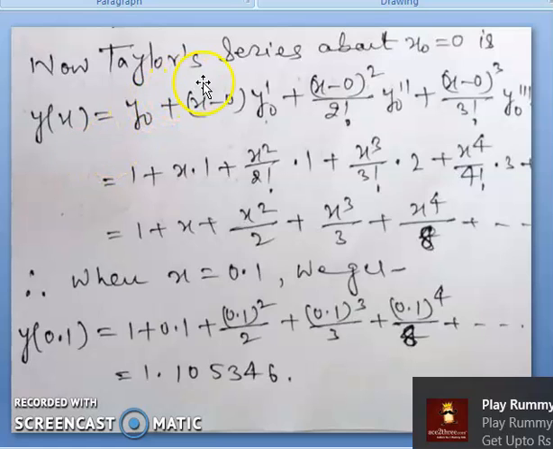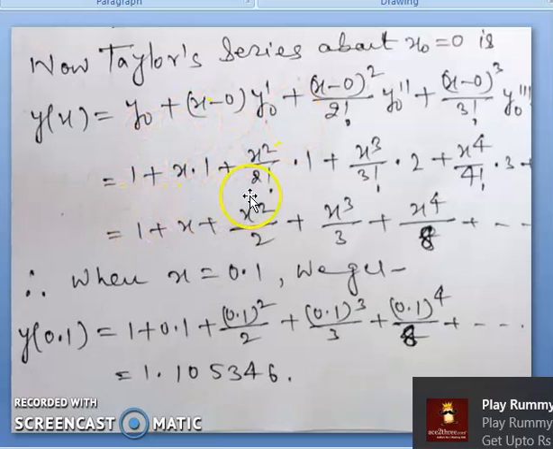Now, by using the Taylor series about the point x0 equal to 0, the formula is y of x equal to y0 plus (x minus x0), here initial value is 0, y0 dash plus (x minus x0) whole square divided by factorial 2, y0 double dash plus (x minus x0) whole cube divided by factorial 3, y0 triple dash plus dot dot dot.